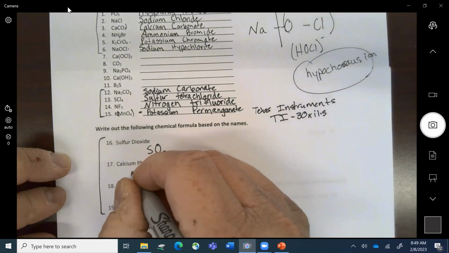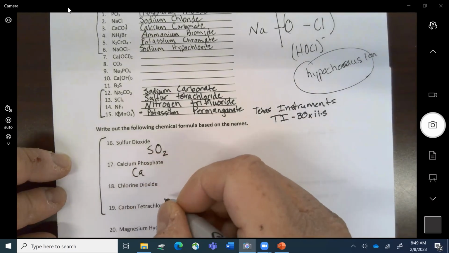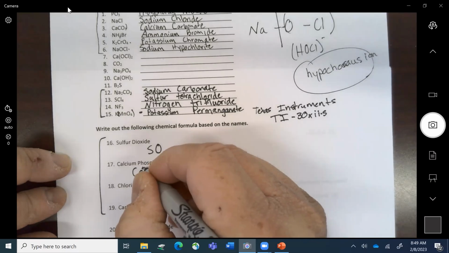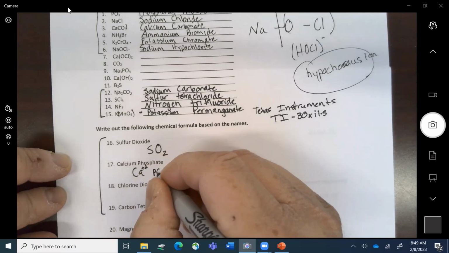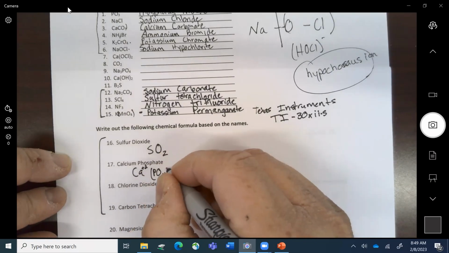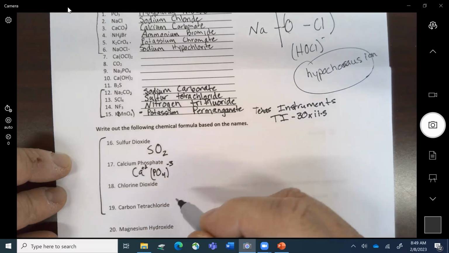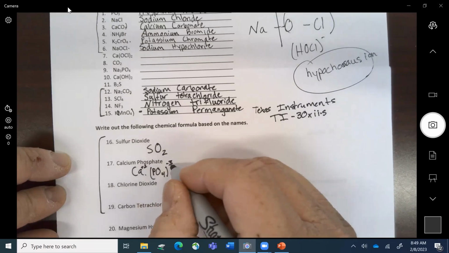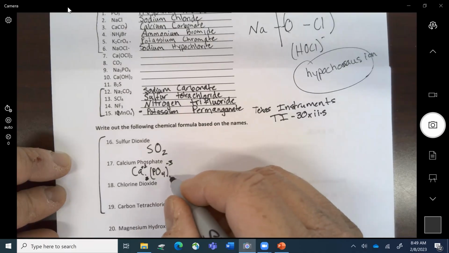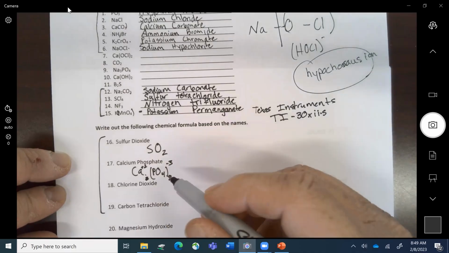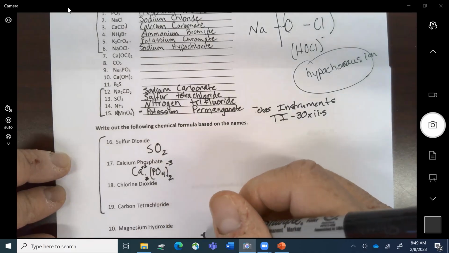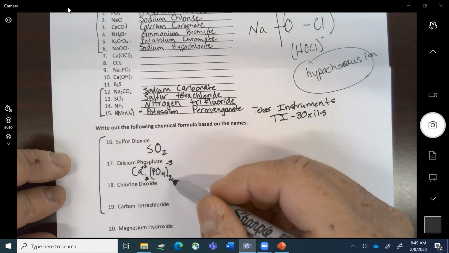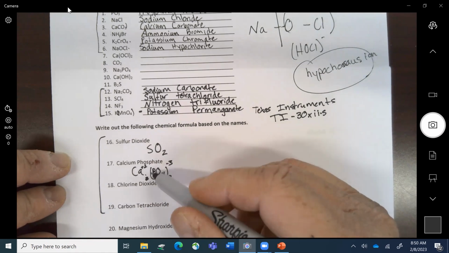Now the next one is calcium, which is Ca, which is a +2. Phosphate, which is a polyatomic ion like this, has a -3 charge. And if you remember, you've got to cross them. So the 3 comes here and the 2 goes there. So it's Ca3(PO4)2.